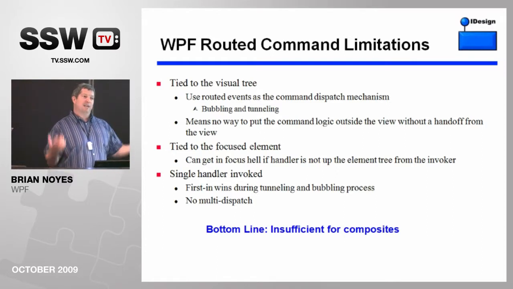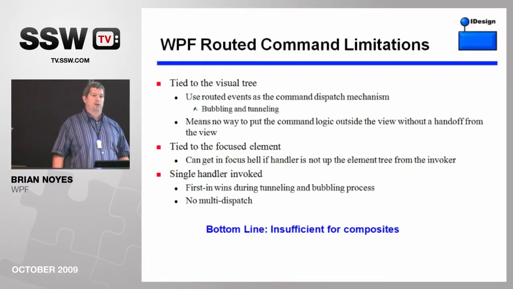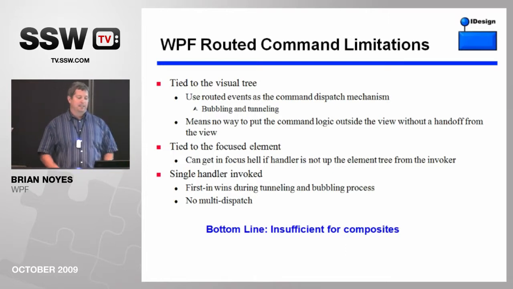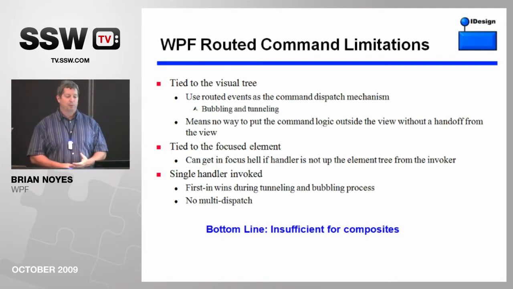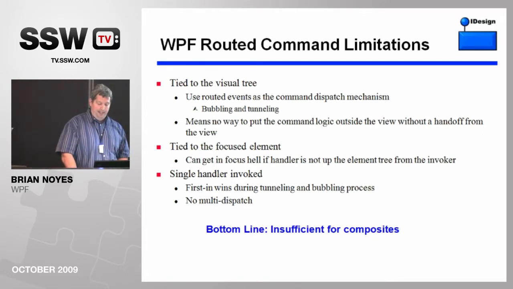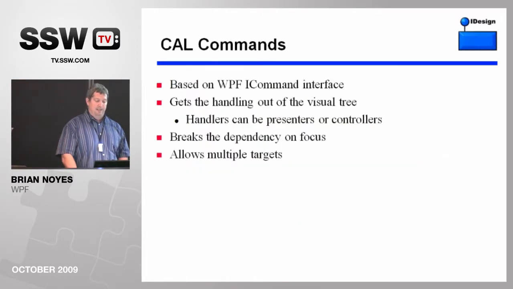You basically have to have centralized knowledge, usually all the way up at the window level, to get that done, which is exactly what you're trying not to do in a composite app. So bottom line, WPF routed commands are not evil, they're just not sufficient for a composite. So we needed something else, and we implemented it in the commands that come with CAL. Basically, there's two of them. They are based on the ICommand interface.